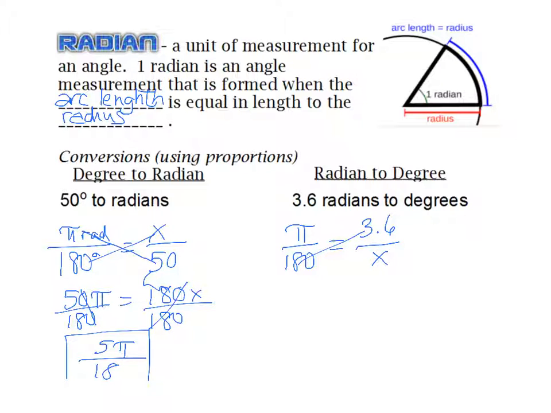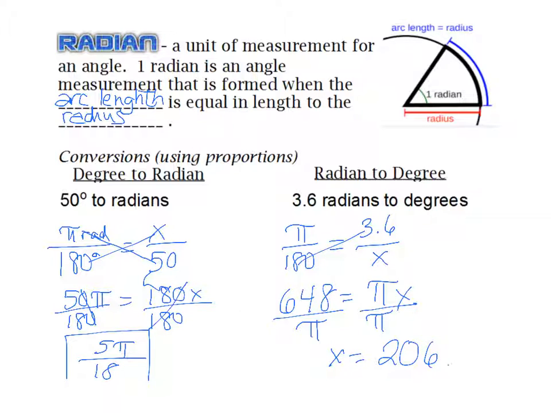180 times 3.6 gives me 648, which equals pi times x. Let's divide both sides by pi. And again, since I'm going to degrees, we don't typically leave pi in our answer for degree measurements. I get x to equal, let's say, 206.3 degrees.